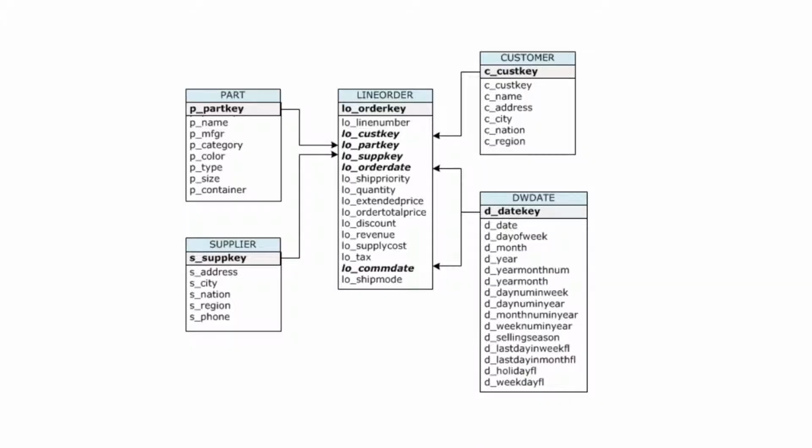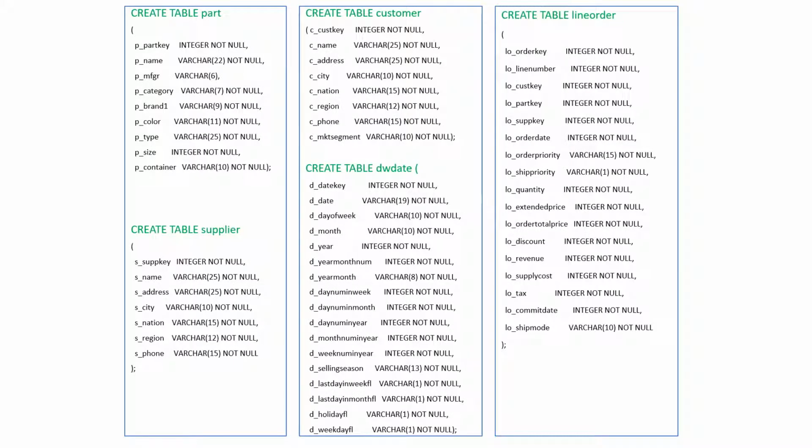Now I will create a sample data warehouse star schema based on the popular customer part supplier relationship. Its fact table is line order. It's surrounded by 4 dimension tables: part table, supplier table, customer table, and DW date. Here are the DDLs for creation of the tables provided by Amazon as a sample star schema.